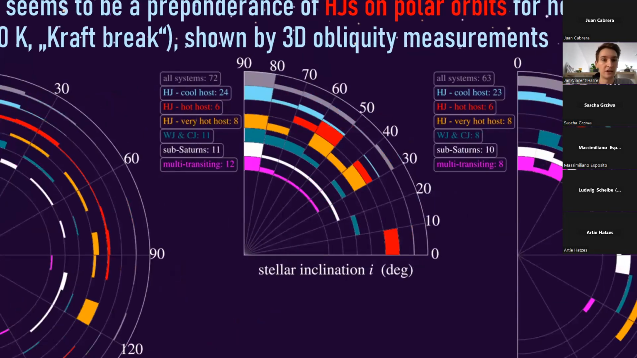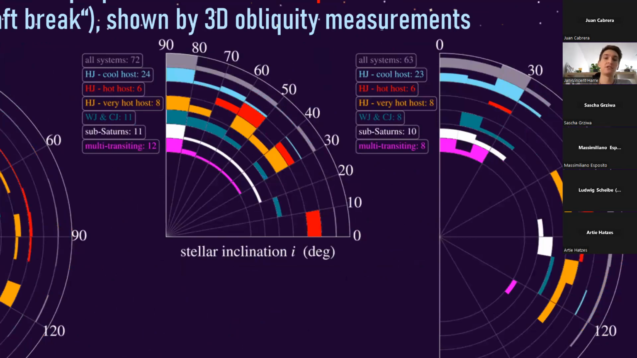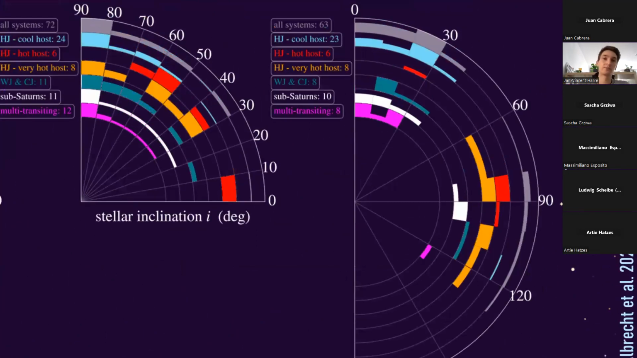Then we have the stellar inclinations here, also indicated with the same coloring as before. And we need the stellar inclination to get to the 3D obliquities, as is shown here on the right. If we now take a look at the hot Jupiters with cool host stars, we can see that most of them are still aligned with their measured 3D obliquity. And for the hot hosts, it is interesting because actually most of them seem to be in polar orbit. And the same can be said for the hot Jupiters orbiting very hot host stars.